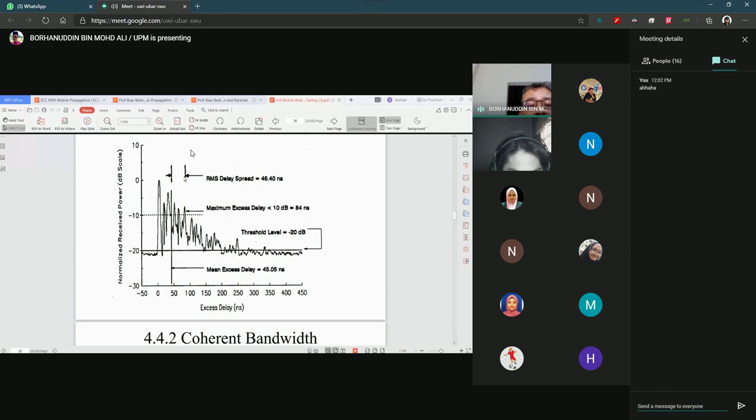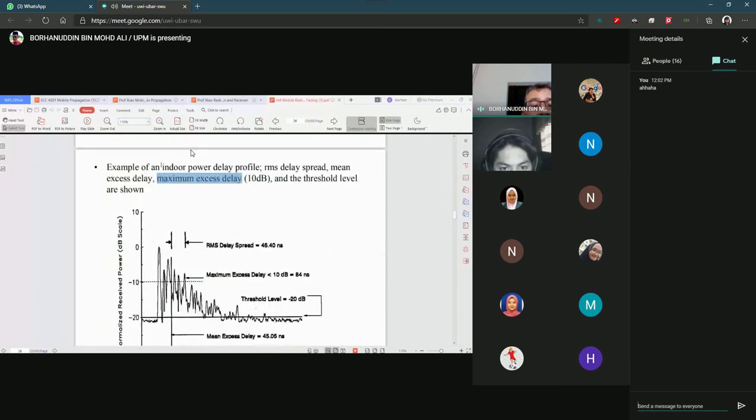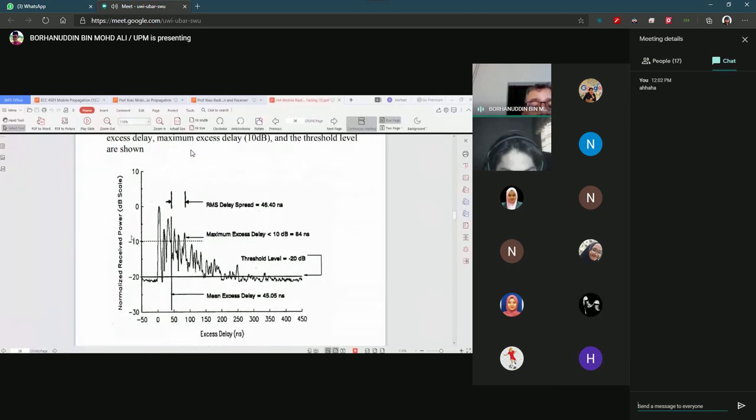And then the RMS delay, according to that formula, the value minus mean squared, is 46 nanoseconds. So this is a very important characteristic of channel power delay profile.